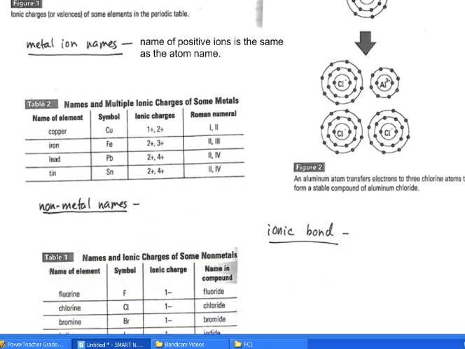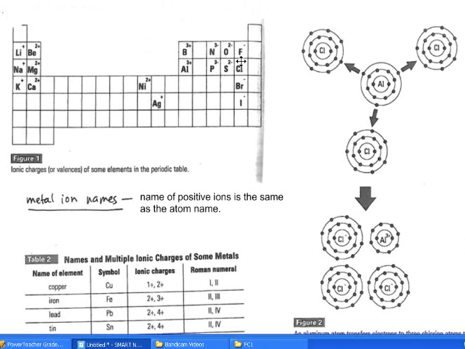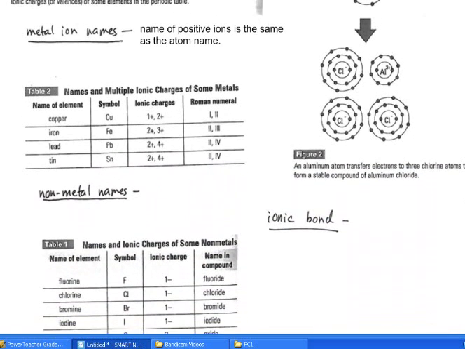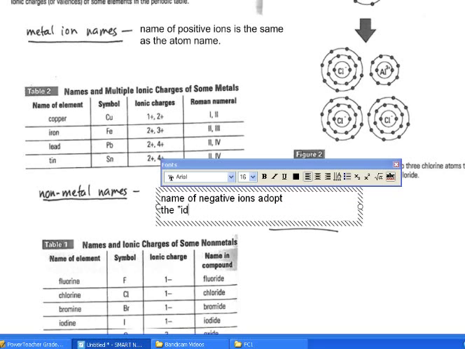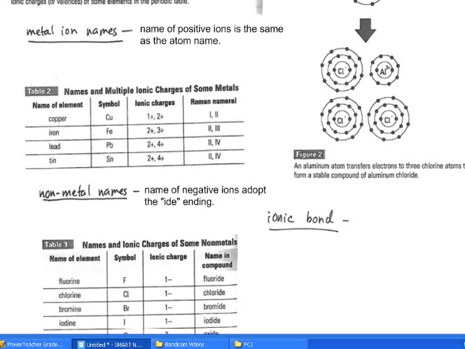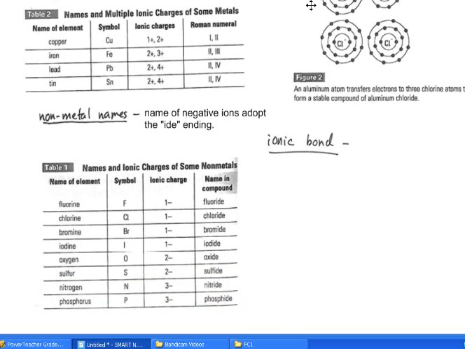However, when we go over here, this side, when atoms gain electrons to become negatively charged, the name changes. So name of negative ions, adopt the "ide" ending. So if we look over here at some of them, fluorine, when it becomes the ion form, it's fluoride. Chlorine becomes chloride. Bromine becomes bromide. Iodide, oxide, sulfide, nitride, phosphide.